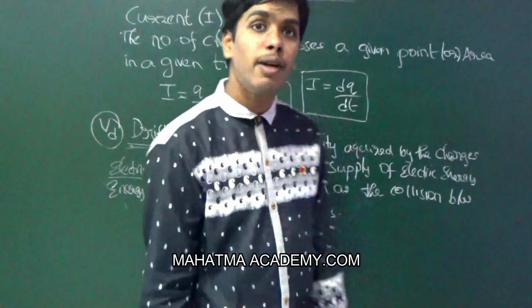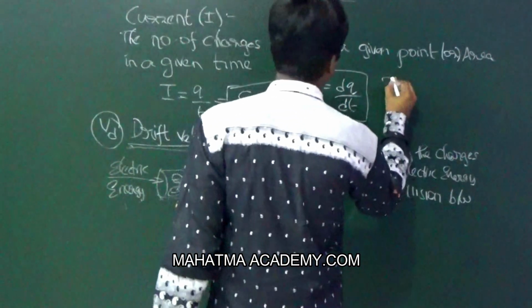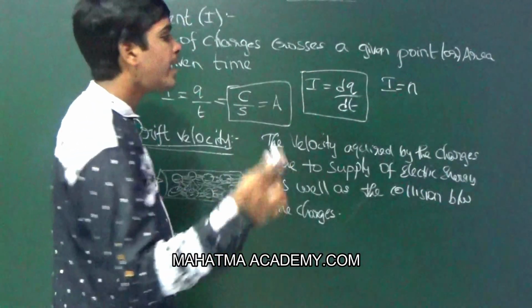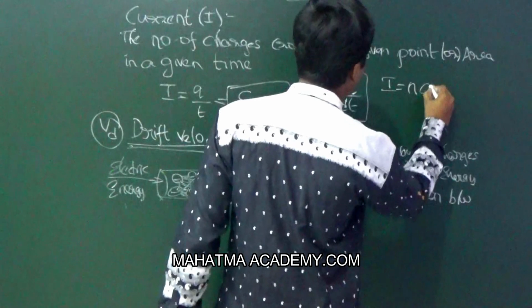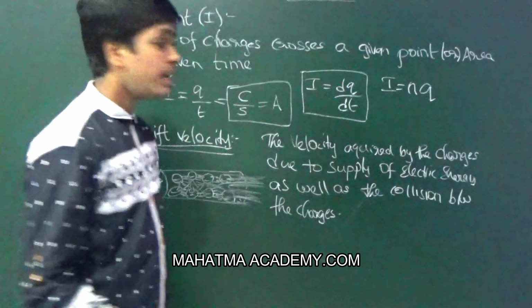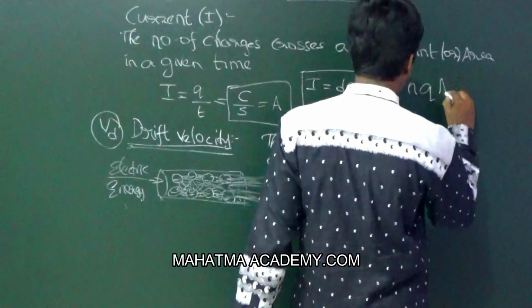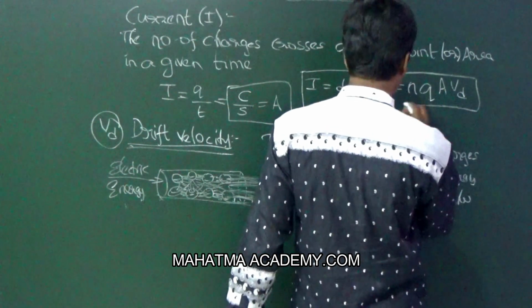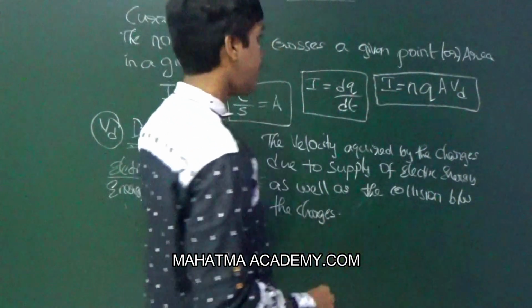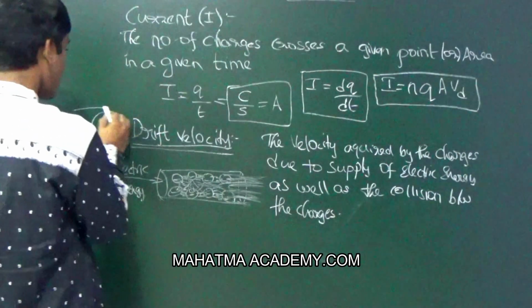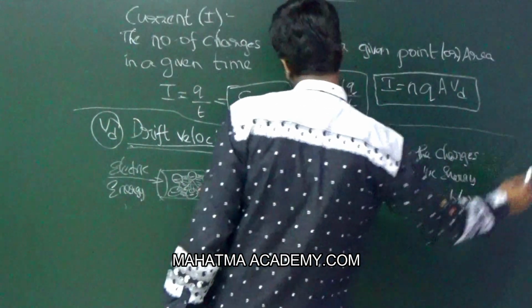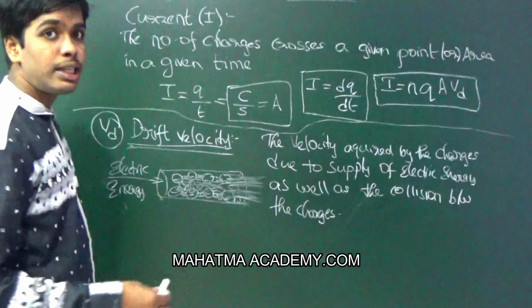The relation between current and drift velocity is I = nQAVd, where n is the number of charges, Q is the charge, A is the area, and Vd is the drift velocity. Okay, we have completed the current as well as the drift velocity.